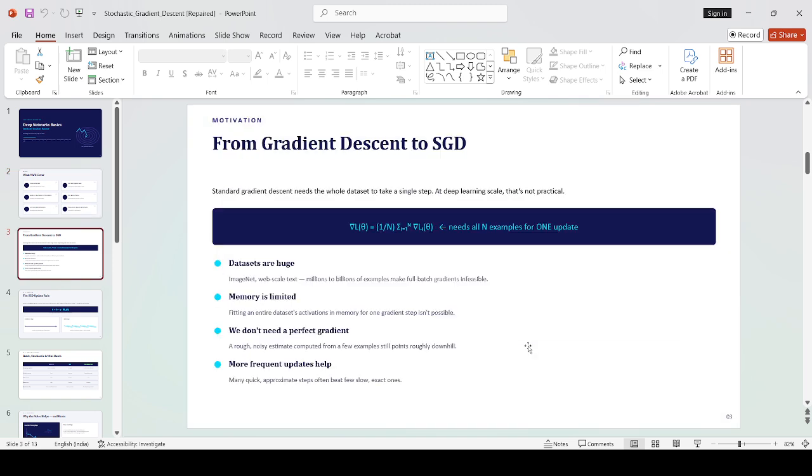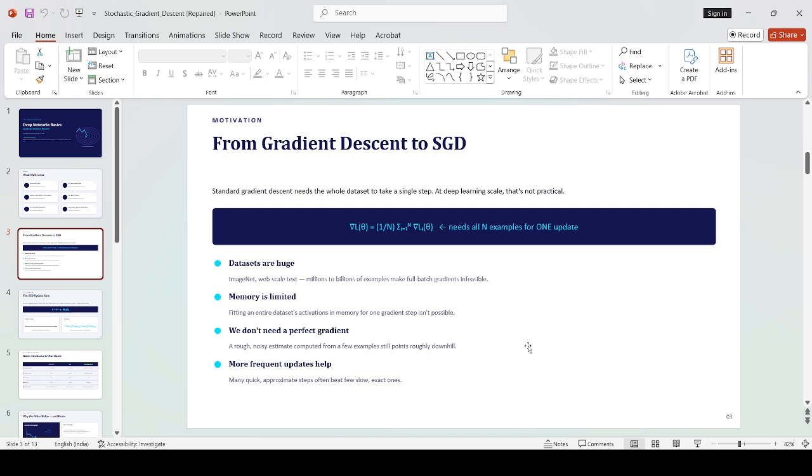Let us first understand why SGD was developed. In standard gradient descent, the gradient is calculated using the entire training dataset before updating the model parameters. For very large datasets, such as ImageNet or web-scale text data containing millions of samples, this process becomes extremely slow. It also requires a large amount of memory because the entire dataset must be processed before one update is made.